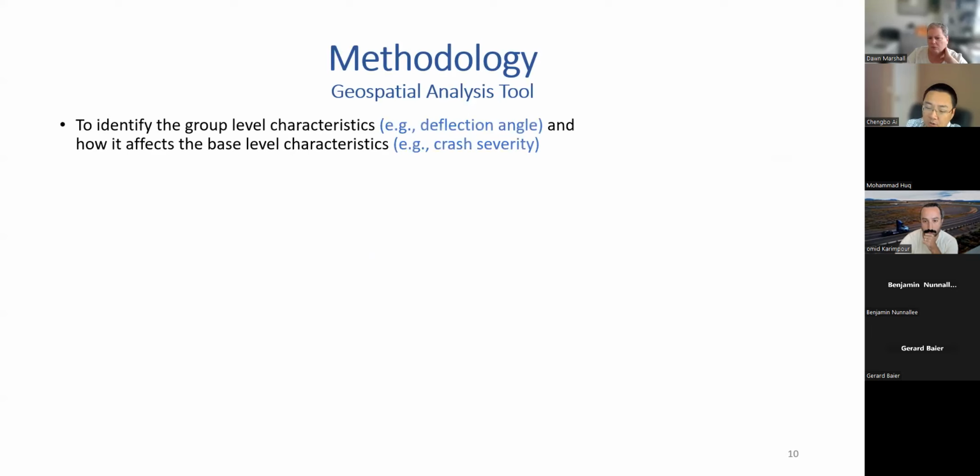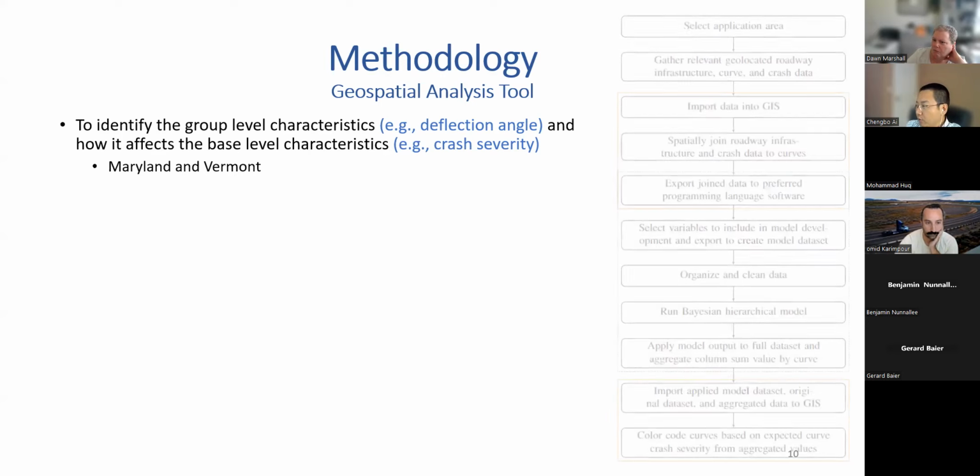Okay. The goal of this tool is to identify the group level characteristics, which is sort of the goal we are doing, the deflection angle, or it can be something else, but in this study it is the deflection angle, right, and how it affects the crash-level characteristics like crash severity. We did the experiments for Maryland and Vermont. We happen to have access to their crash data, but also, more importantly, they provide a little diversity in the different networks. But I'll show you later on the results.